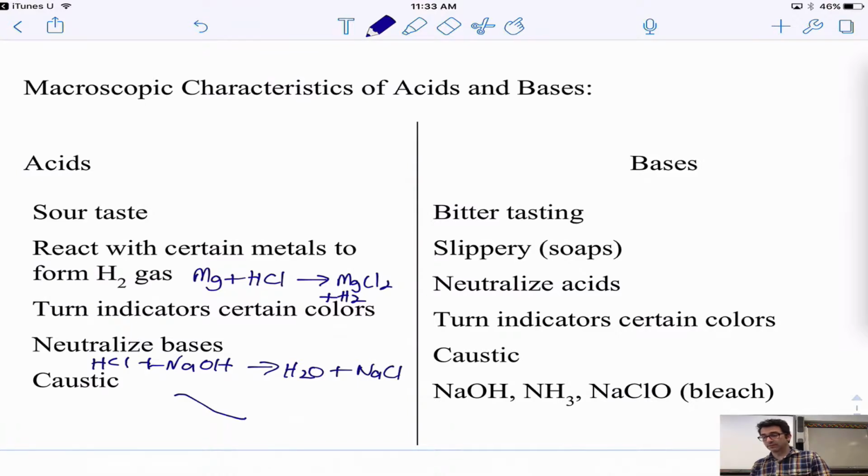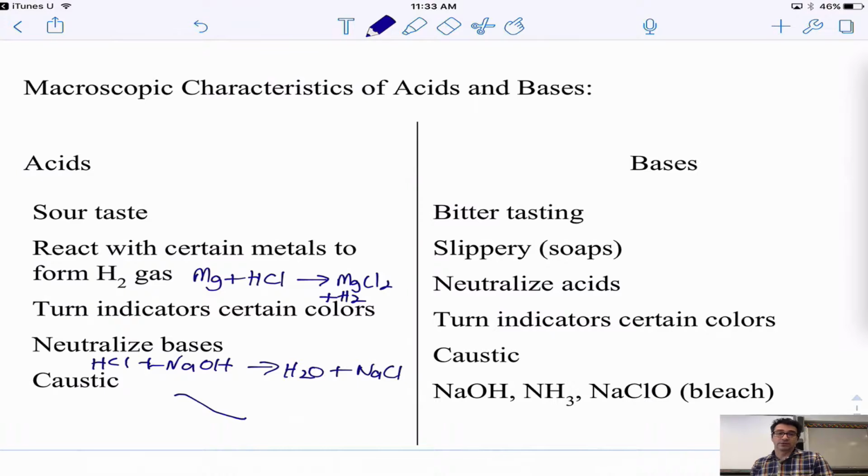Bases, some of their properties: they taste bitter. So soap actually is a basic compound. If you've ever tasted soap or gotten some in your mouth on accident washing your face, then you might have tasted the bitter taste to it. Another substance that contains bases or basic compounds are those leafy greens like endive. And endive, when you eat endives, it has a bitter taste to it.